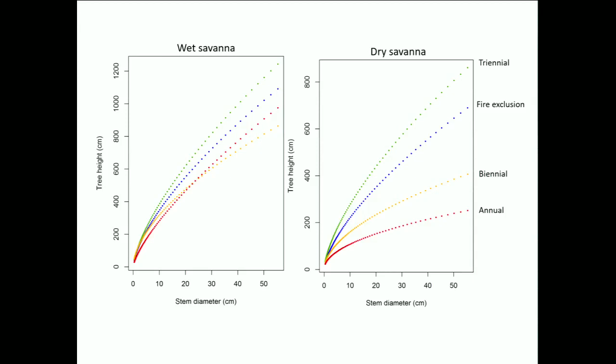But what we see in the dry savanna is there's this really distinct difference in fire frequency. And most importantly, because the y-axes are different, tree growth is heavily constrained in dry savannas. So height accumulation just does not occur to the same level as in wet savannas. If we look at a dry savanna that has no fire on it and hasn't had any fire on it for over 50 years, it's still not reaching the same height accumulation as trees in a wet savanna that's burnt every year. So we've got this really constrained growth.